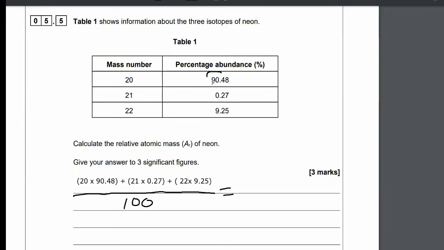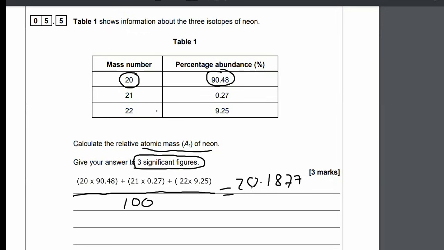Well, there's more of number 20, which means I'm expecting the average mass of these atoms, that's what the RAM is, the average mass of the isotopes of an atom, taking into account the abundance. I'm expecting it to be very close to 20. Let's check it out. Whack it in the calculator, and we get 20.1877. Now, we don't want to lose the third mark, so give the answer to 3 sig.